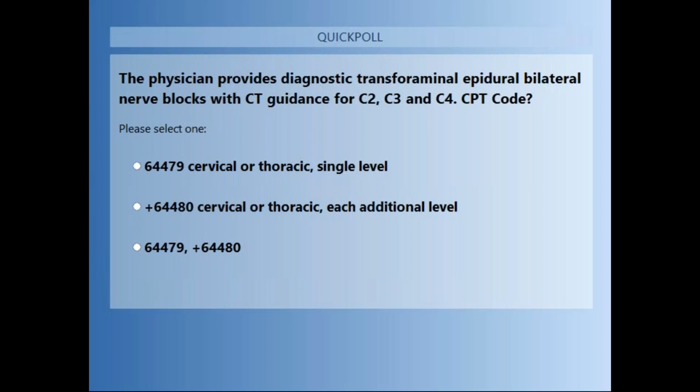So I see responses are a little slower, not quite as sure as they were on the first one. So what do you think this one is? The physician provides diagnostic transforaminal epidural bilateral nerve blocks with CT guidance for C2, C3, and C4. What is the correct CPT code or codes? And we've got some more responses coming in. Looks like we're going to have a little bit of discussion there, Shay.